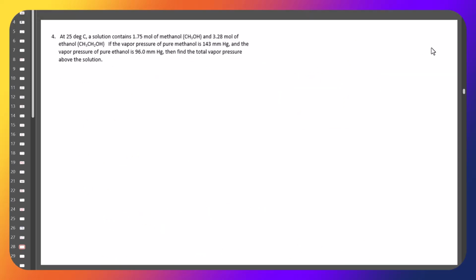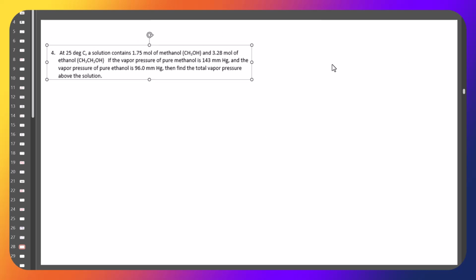Next problem. At 25 Celsius, a solution contains, let me just bring this down a little bit, 1.75 moles of methanol and 3.28 moles of ethanol. The vapor pressure of pure methanol is 143 millimeters of mercury, and that of pure ethanol is 96. Find the total vapor pressure above the solution.